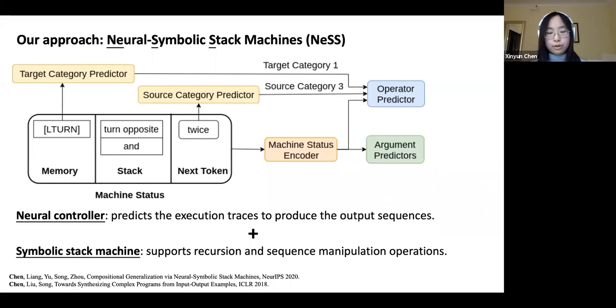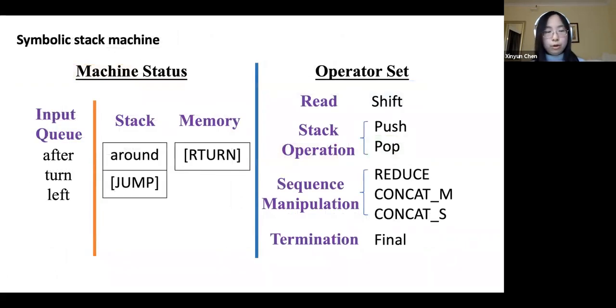And also for supporting general purpose sequence to sequence learning, we add some sequence manipulation operators. And I will go into more details here to illustrate our symbolic machine design. So basically for our stack design, we will separate the input sequences into several fragments by including different layers in the stack. And I will describe why this is important to achieve generalization. Besides the stack, we also maintain a queue to process the input sequence, and we have a memory module to keep the intermediate execution outputs.